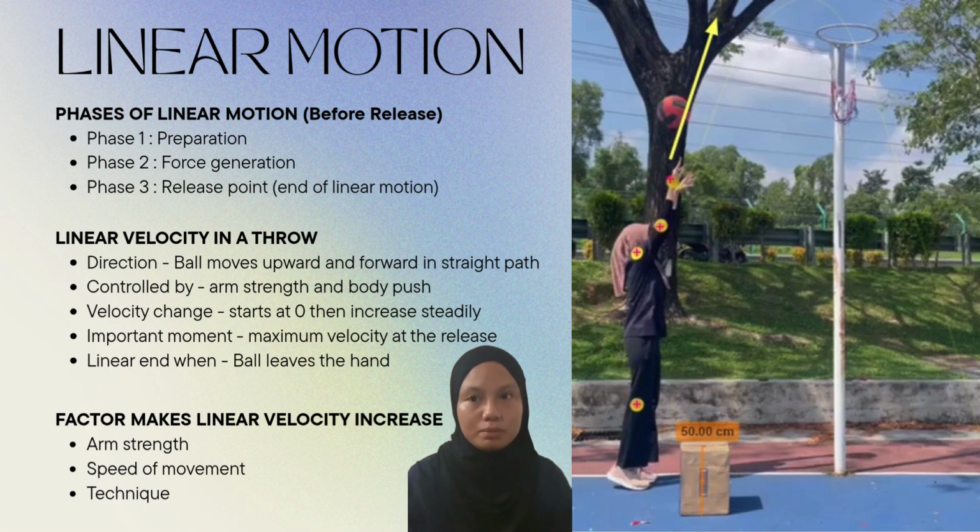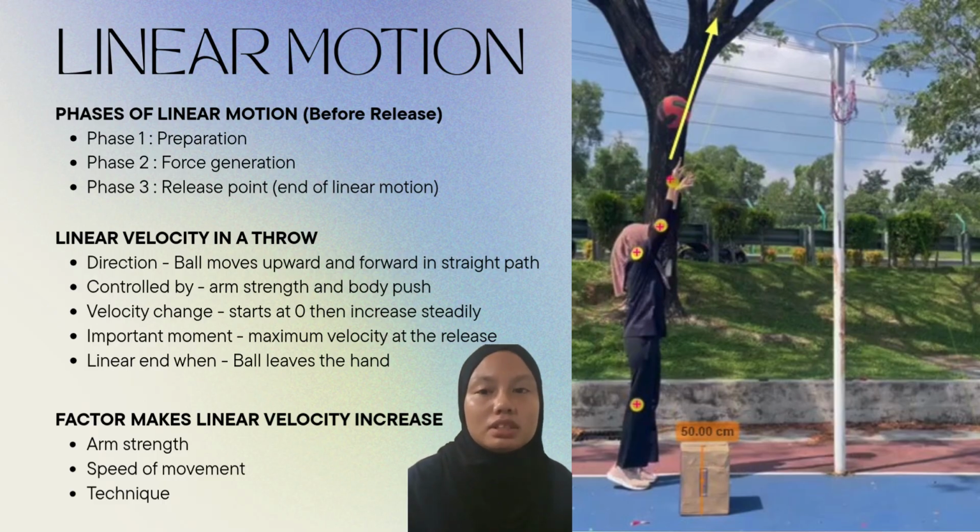The important moment of linear motion is to reach maximum velocity right at the release. The moment she lets go of the ball, it has reached a higher speed. She applies all the force she can. Now the ball is ready to fly. This is the last moment of linear motion. Everything from here on becomes projectile motion. Linear motion ends when the ball leaves her hand and projectile motion starts.